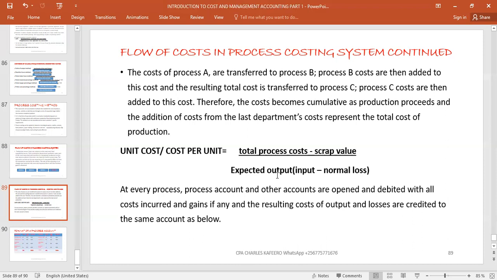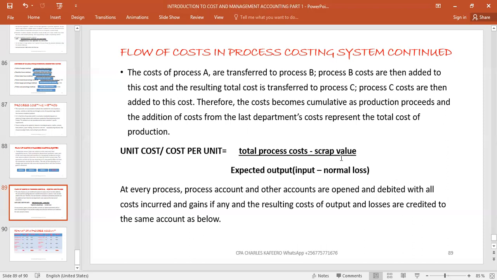So it means we've got, at least, it's like a profit. So you've got that. So I hope you can now get the difference between the expected output and the actual output themselves. The difference between the expected output and the actual output becomes either an abnormal gain or an abnormal loss. That's how we compute that, but don't worry, we shall see all of those when we go to the computations.